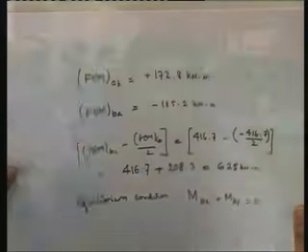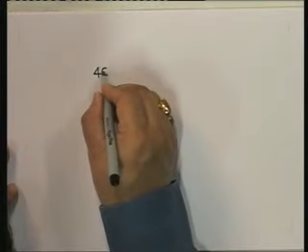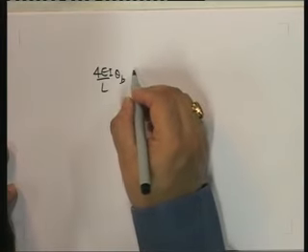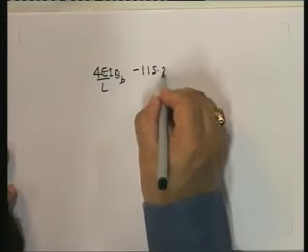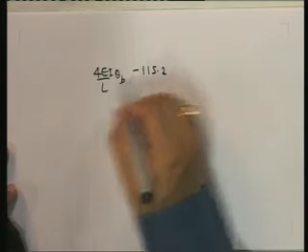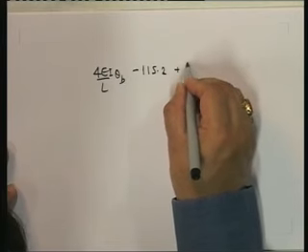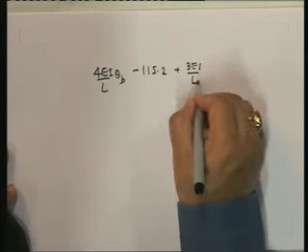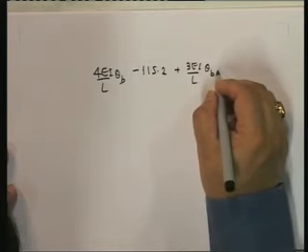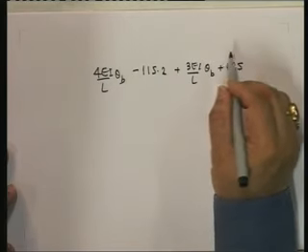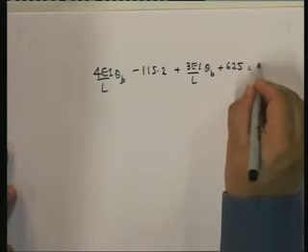So if I put that in, what do I get? I get 4 EI theta B minus 115.2. This is MBA. And MBC is equal to 3 EI upon L theta B plus 625. This is the fixed end moment, is equal to 0.